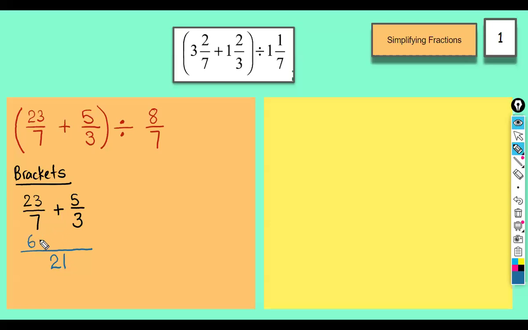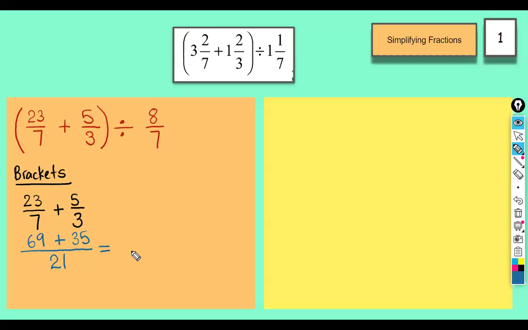So you'll get 69. 3 into 7 is what? 3 into 21 is 7. 7 by 5 is what? 35. So when we add this up, I'm going to put it over here. Help me out. 69 plus 35.